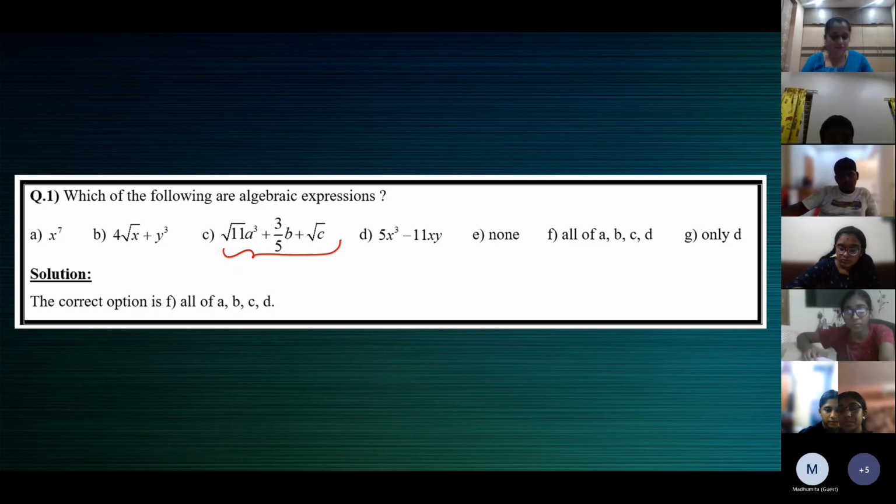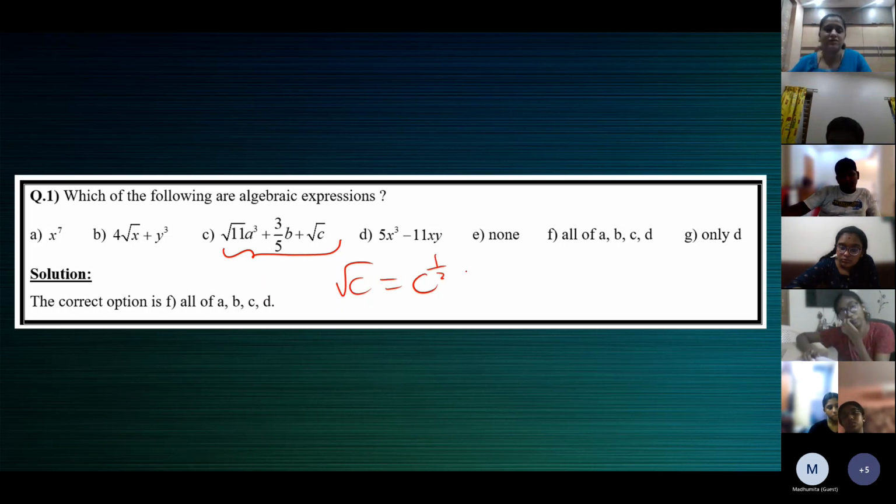3 variables. You can see 3 variables, A, B, and C. What's the power of A? 3, ma'am. What's the power of B? 1, ma'am. And what's the power of C? 1 by 2. Root C, meaning C to the power 1 by 2.